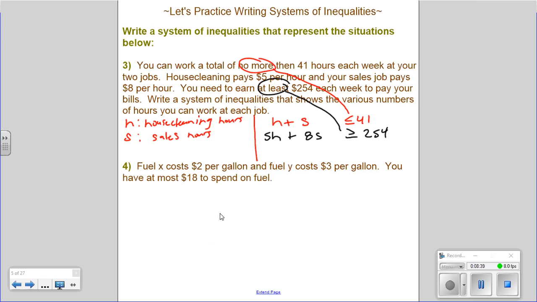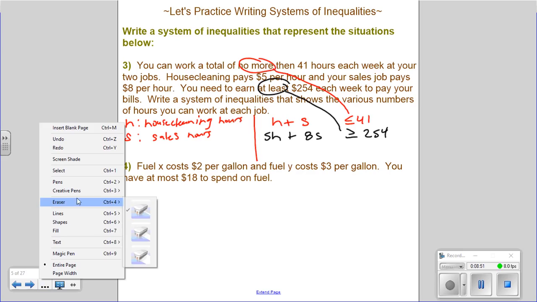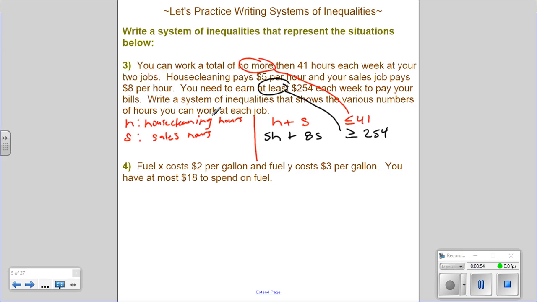All right, for number 4, it says fuel X costs $2 per gallon and fuel Y costs $3 per gallon. You have at most $18 to spend on fuel. So at most means I can spend less than or equal to $18. So I'm going to use less than or equal to again and 18.